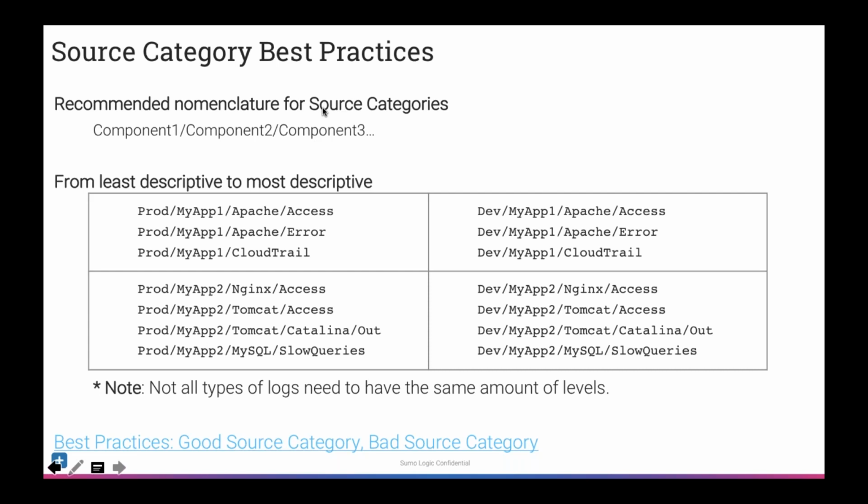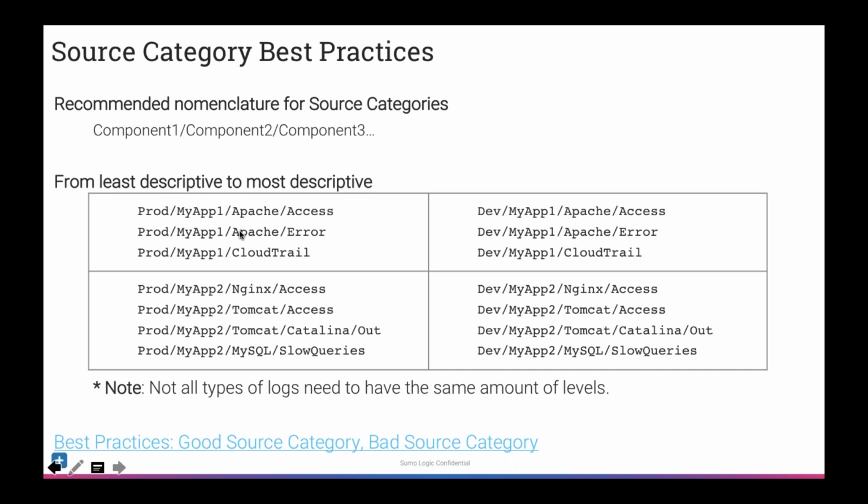What we recommend from a source category perspective is to use a naming convention that is something like component 1 / component 2 / component 3, till however many levels you want. We recommend between 3 and 5 levels. Something more than that will be just getting a little harder to manage. And what you want to do is go from least descriptive to most descriptive.